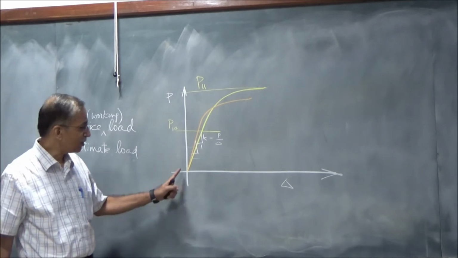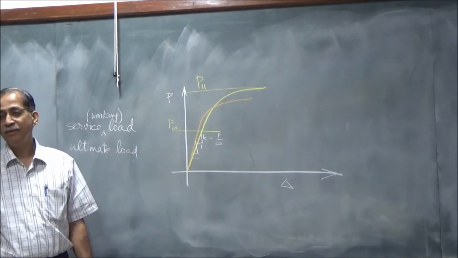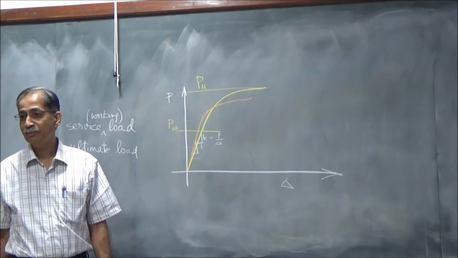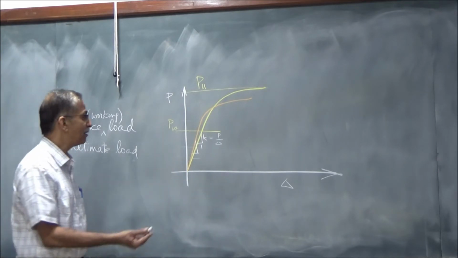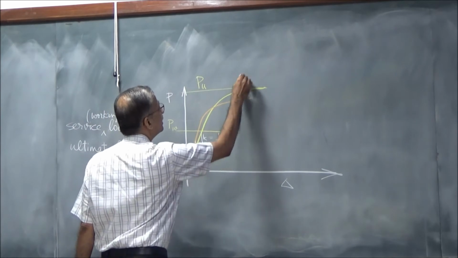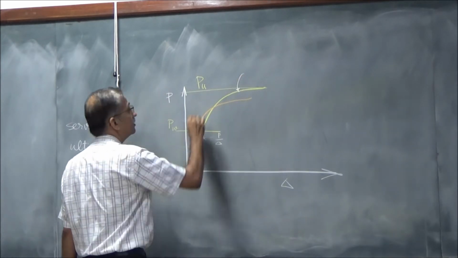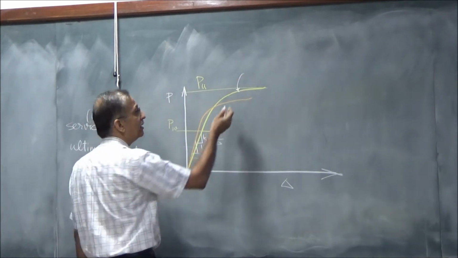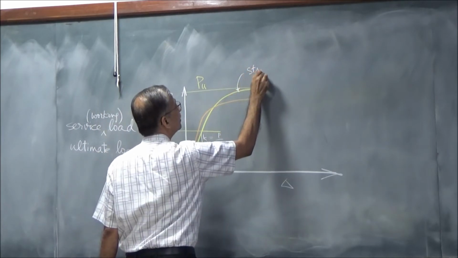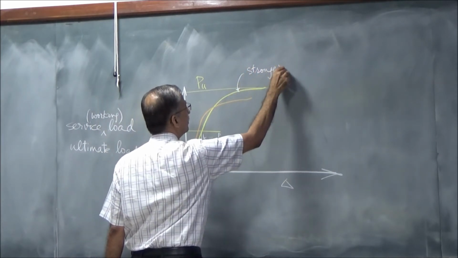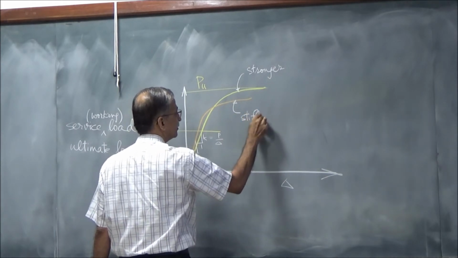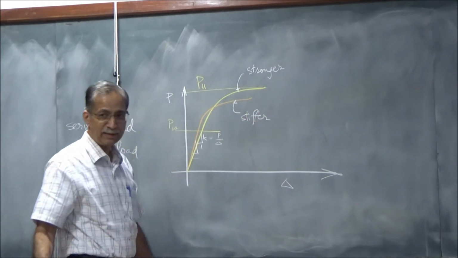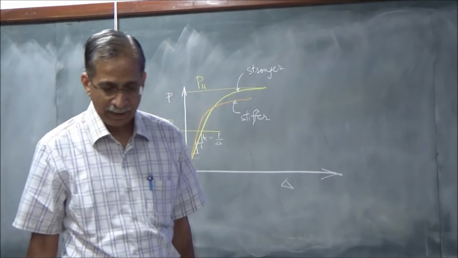So obviously the slope of the orange line is more than the slope of the yellow line. So, conclusion is this structure or material is stronger, but this is stiffer. I hope that fully answers your question.